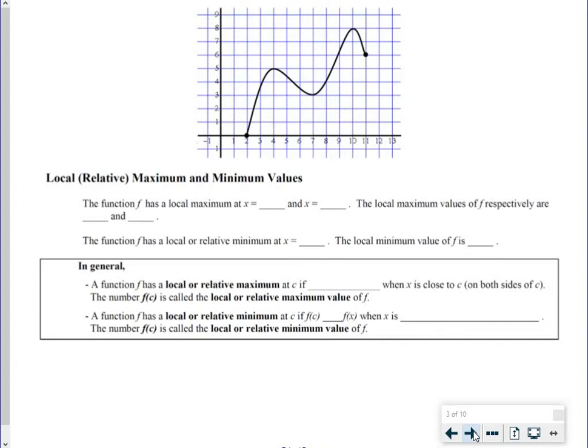We have local maximum and minimum values to consider as well. Looking at the same function, f has a local maximum when x is equal to 4, so there's a peak, and when x is equal to 10, there's another peak. So x equals 4 and x equals 10. The local maximum values of f are respectively (4, 5) and (10, 8).